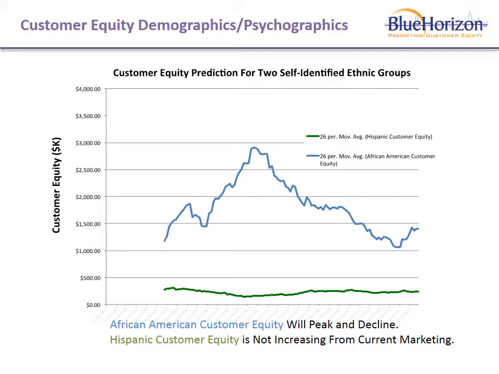The transaction level data that was used for the pilot test also allowed demographic and psychographic subsets to be used to see and compare customer lifetime value and customer equity for different target markets. In this example, we compared customer equity of 2 self-identified ethnic groups. While it was clear that African American customers represented 5 to 6 times more customer equity than Hispanic customers, it was also clear that the rise in cash flow from African American customers would be temporary. Hispanic customer equity was level and merited a discussion about marketing strategies that could make the customer equity grow.